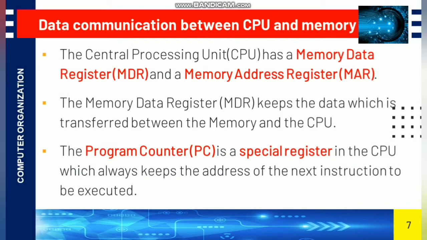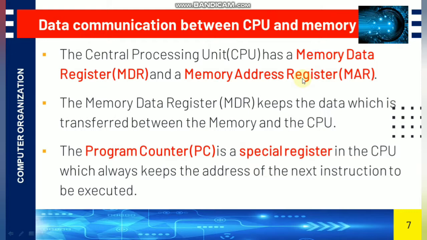Now we'll move on to the next topic, data communication between CPU and memory. The central processing unit has a memory data register, called MDR, and a memory address register, MAR. Whatever data is sent to the CPU is first sent to the memory data register and stored in a location inside the CPU, and that location's address is called the memory address register. Each piece of data will have an address.